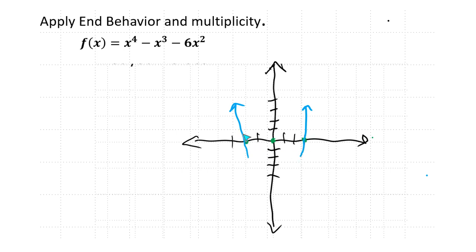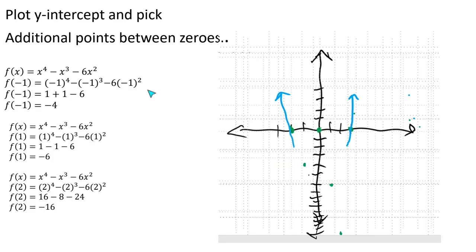And now to finish this, I would need to have extra points. I can pick points in between my zeros and figure out what they are. So here I pick the -1. When I plug in -1 into my function, then I end up with a -4. So I plot it here. And then for 1, if I plug in my points, I end up with -6. And then for 2, I end up with a -16. So I know that at this point 0, it's going to touch and turn.